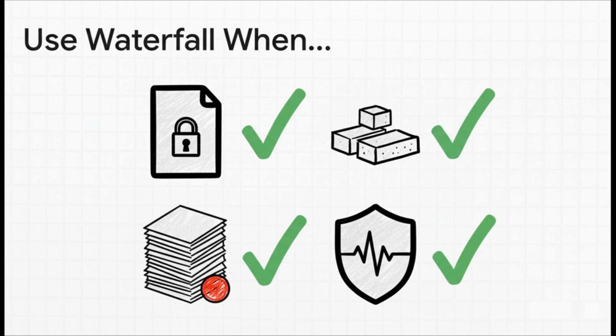Waterfall can still be the absolute best choice when the requirements are perfectly understood and, this is key, they are guaranteed not to change. Think about building software for something like a space shuttle or a medical device. These are safety-critical systems where every single detail has to be planned and documented with absolute precision. You just can't afford for things to go wrong.